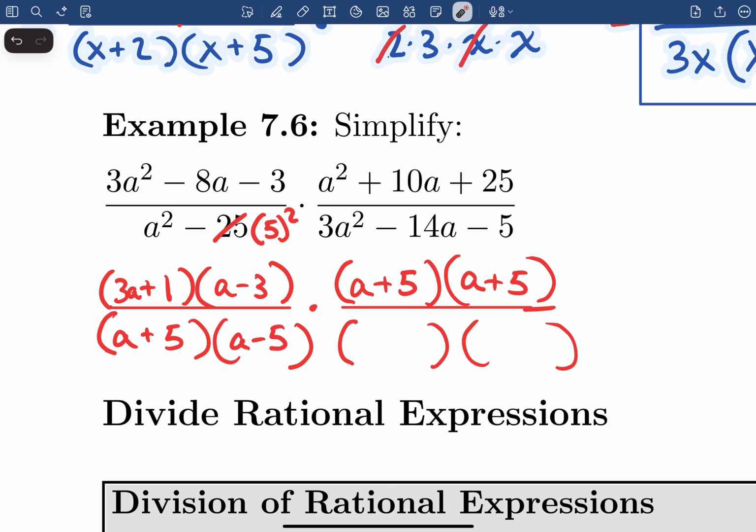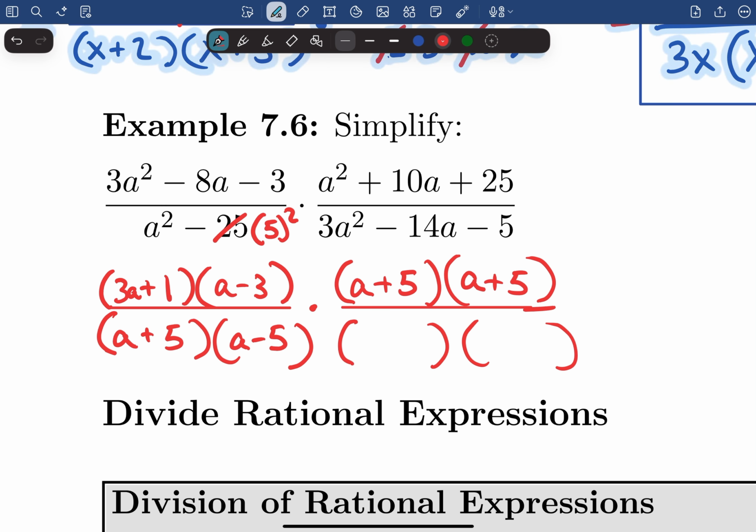Perfect square trinomial. And then bottom right, I see that, and I think for a minute, and I just use my factoring skills from chapter 6, and I decide that's 3a plus 1 times a minus 5. Okay, so I am done.